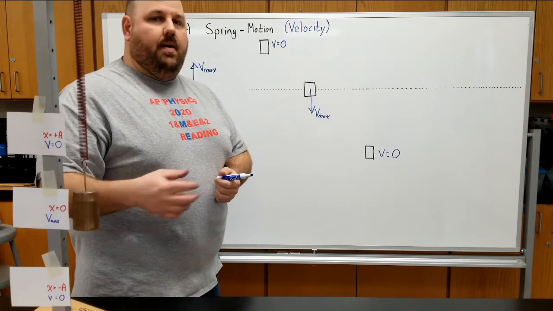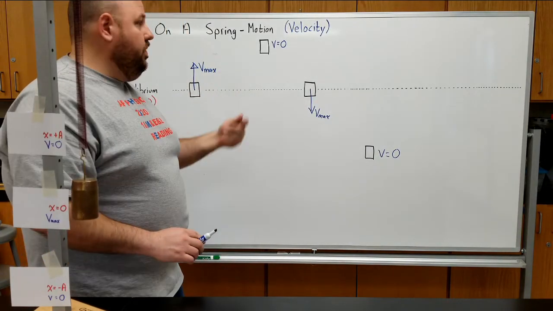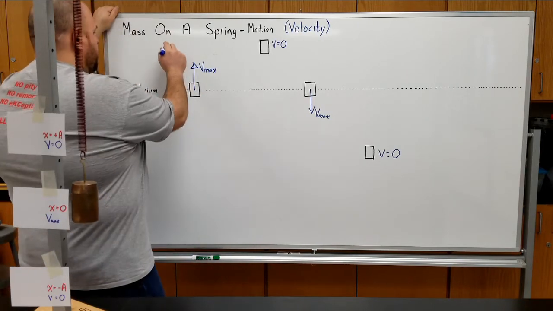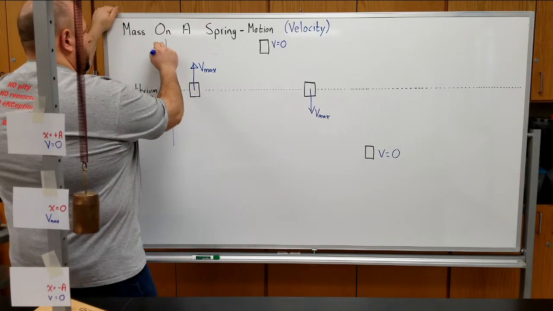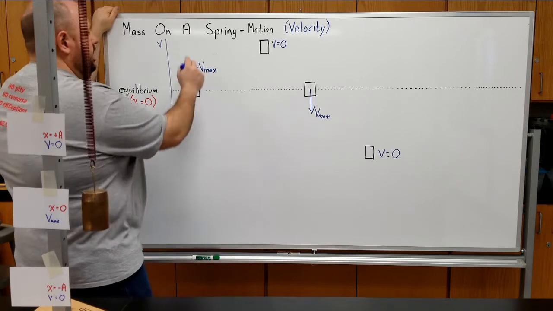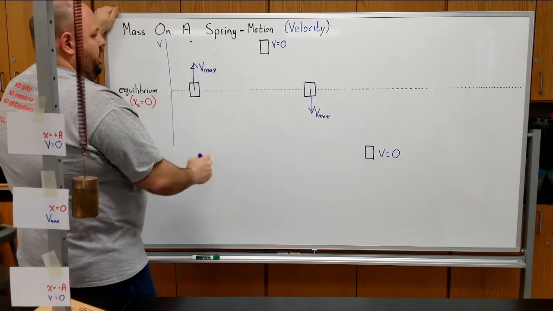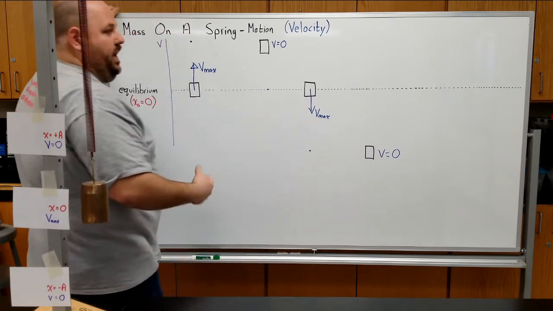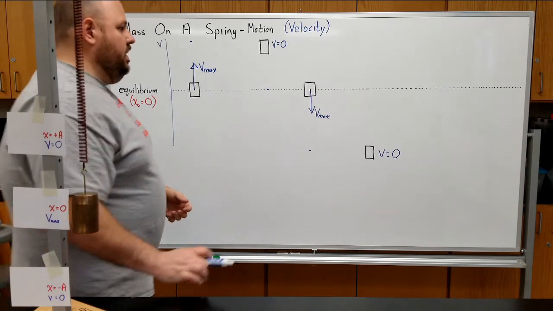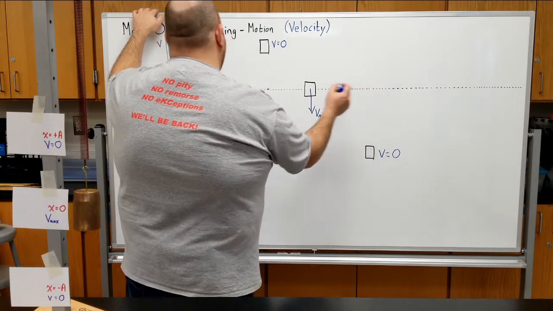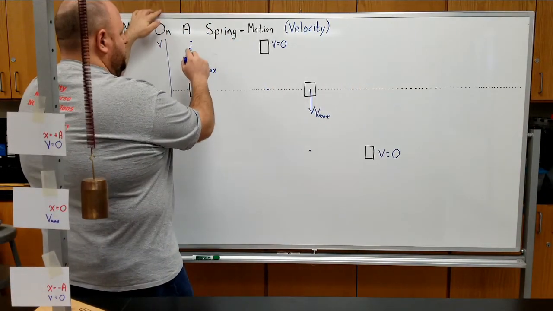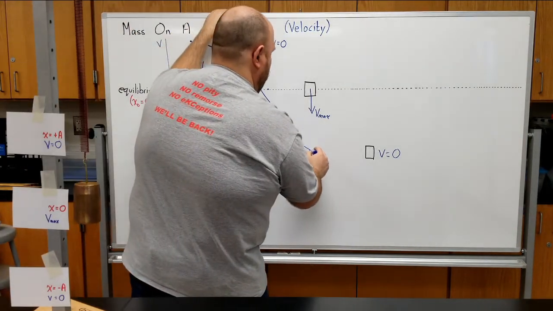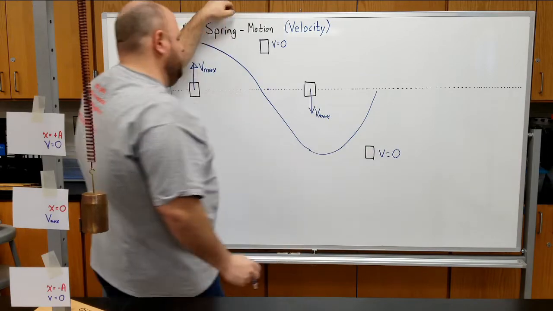So if we think about what a graph of this will look like with respect to time, here we have a big maximum velocity. So if I make this a velocity versus time axis, it's going to start at some maximum velocity, go to 0, go to some maximum but negative velocity, and then back to 0 again. So this graph, just like our position graph, is sinusoidal, kind of sort of like that.